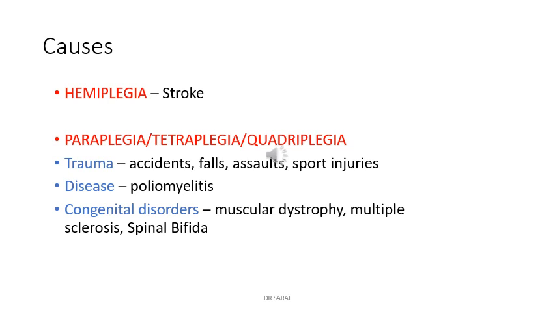Congenital disorders also are involved as a reason for paralysis. And muscular dystrophy is one reason. In muscular dystrophy, there is a progressive weakness and loss of muscle mass in the body. And multiple sclerosis is an autoimmune condition where a demyelinating process is going on. That means the nerves lose their myelin sheaths and proper communication is hampered.